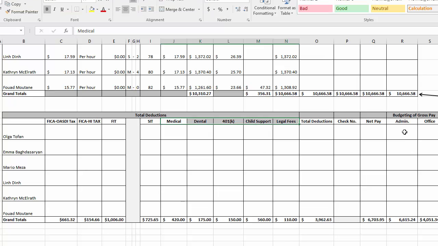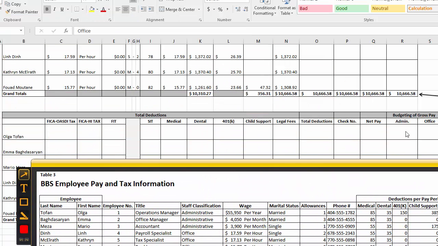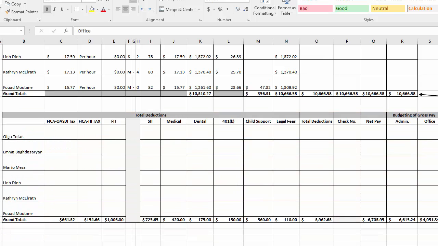Okay, and then for this budgeting, notice it says budgeting of gross pay, admin, or office. What you're going to do is put their gross pay in either the admin column or office column, depending on if they are administrative right here or office workers. And then double check that your numbers add up to my numbers that I've given you.